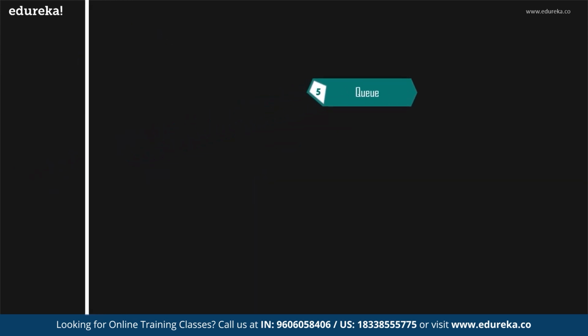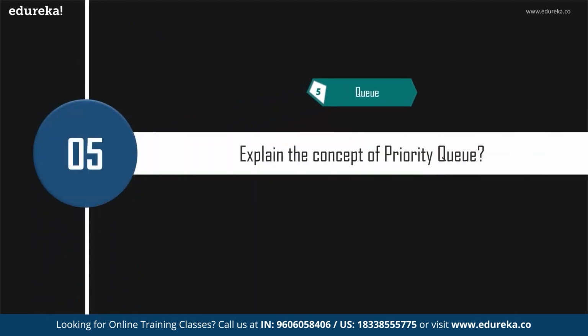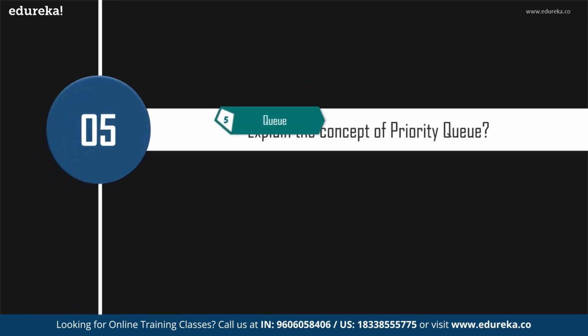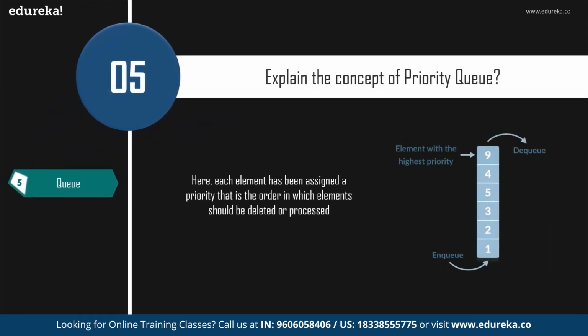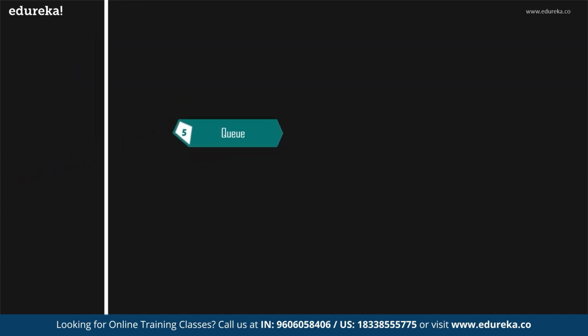Now moving on to the next question, explain the concept of priority queue. A priority queue is a collection of elements such that each element has been assigned a priority, that is, the order in which elements are deleted or processed. An element of high priority is processed before any element of lower priority.